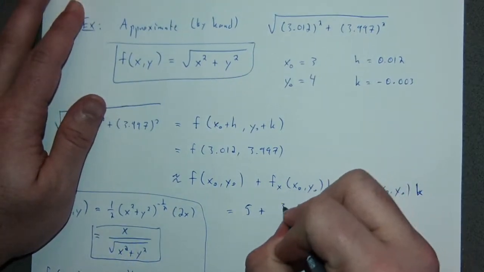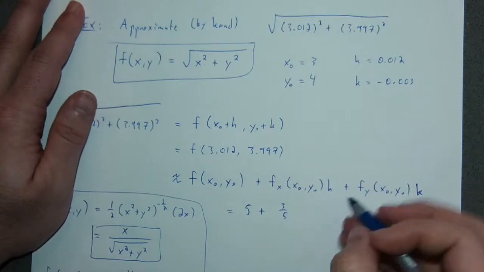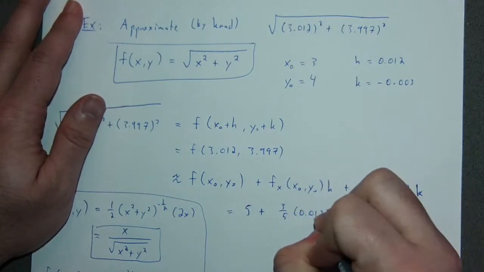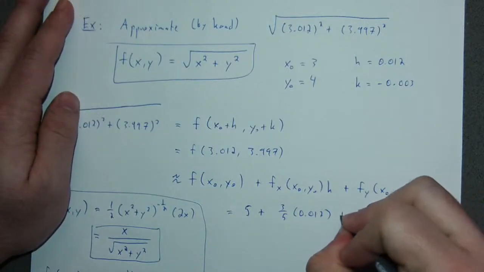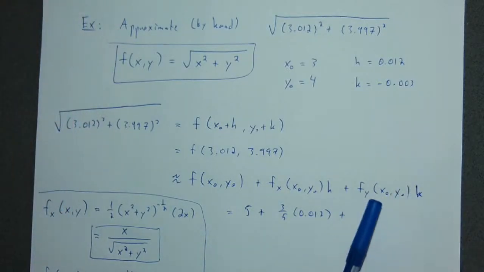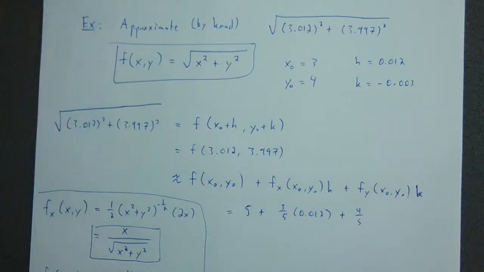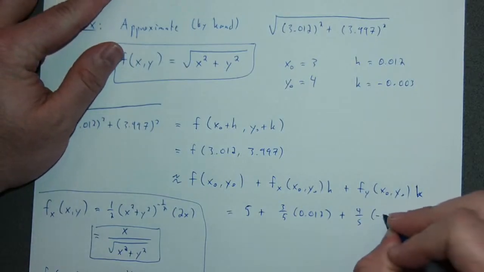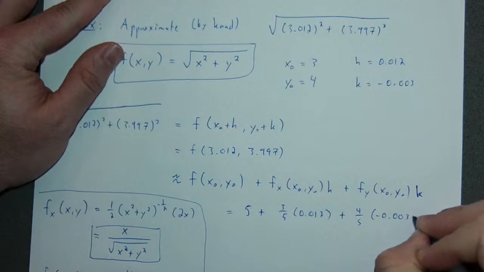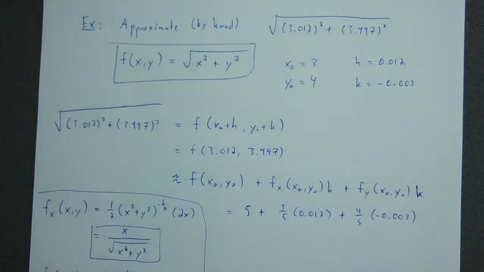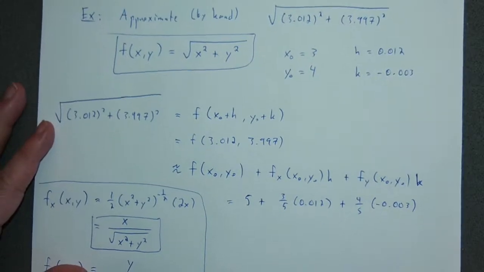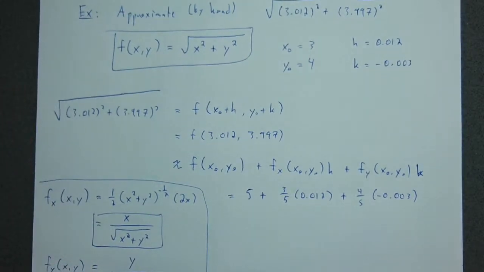So this is 5 plus 3/5 times h, but h is 0.012, plus f sub y evaluated at 3, 4, which is 4/5, since y is 4 here. So this is 4/5 times k, which is minus 0.003. And so here is my very nice approximation.